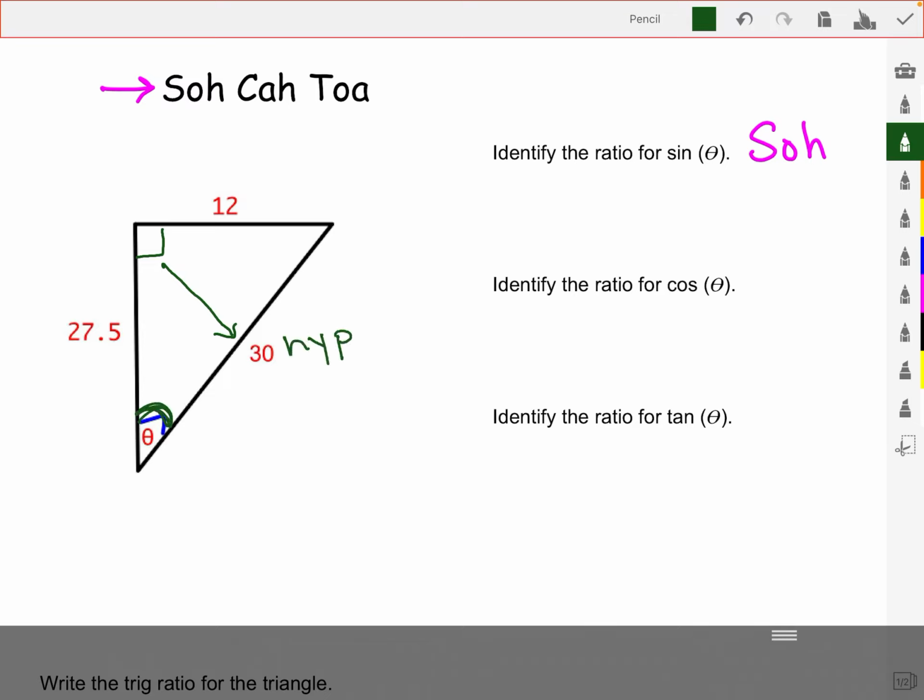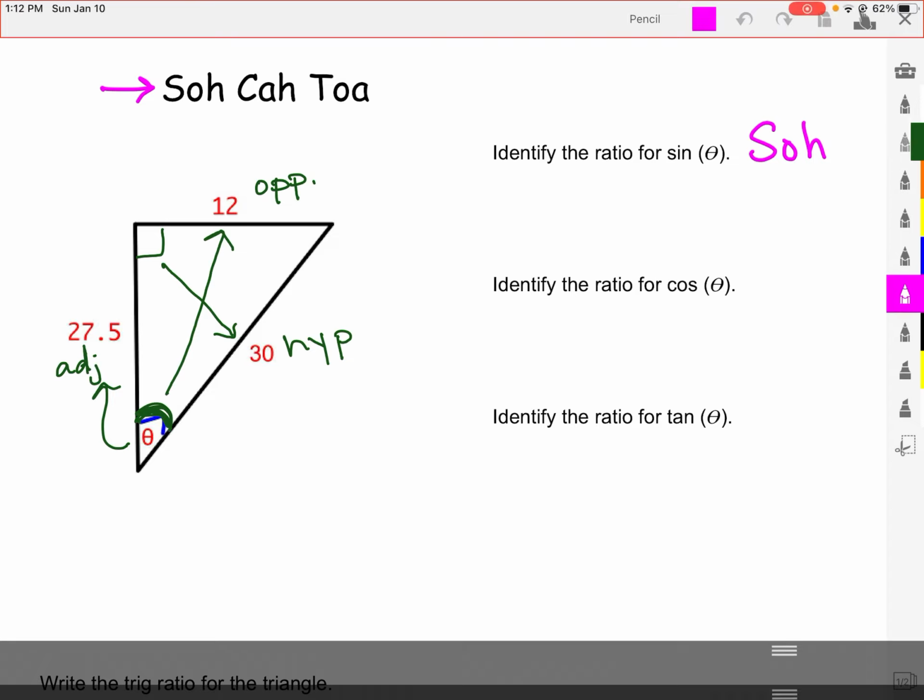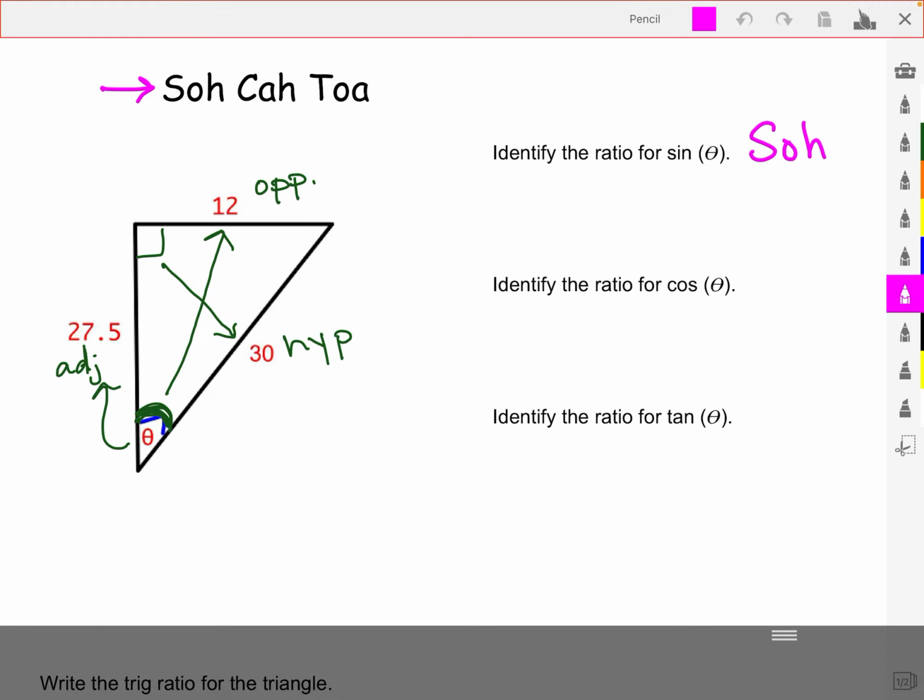Here is my sine of theta. Here's the angle that I'm referencing. So across from it is my opposite side. And next to it is my adjacent side. Hang on, that's messy. Let me try again. Adjacent side. All right, so for sine, I'm going to use SO from SOHCAHTOA.